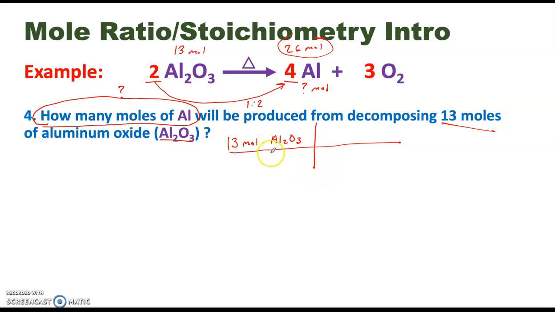Now, just like we've always done with ladders, you take the unit, moles of aluminum oxide, Al2O3, and bring it down. Now, in this case, it's asking how many moles of aluminum. Okay, so we're going to moles of aluminum.